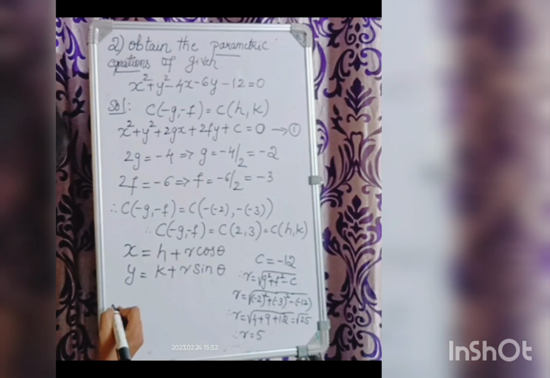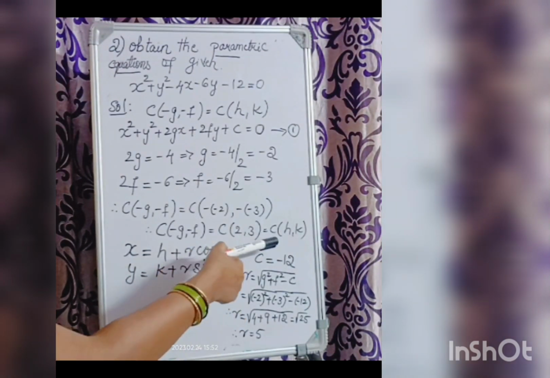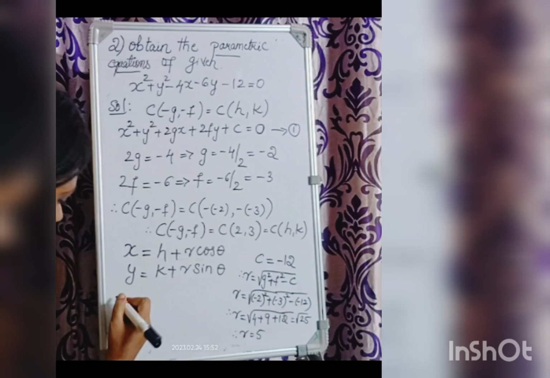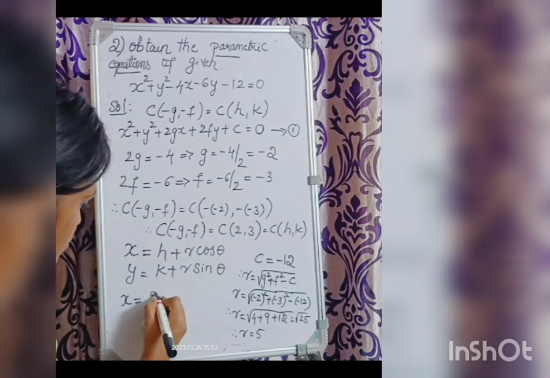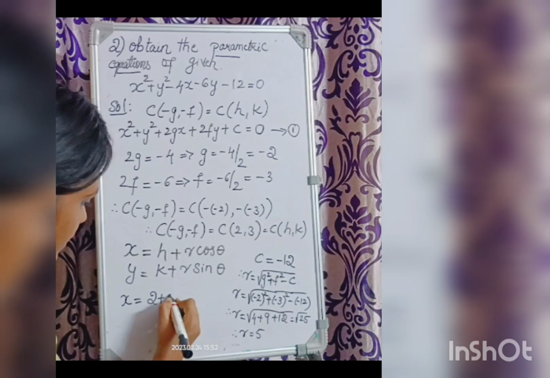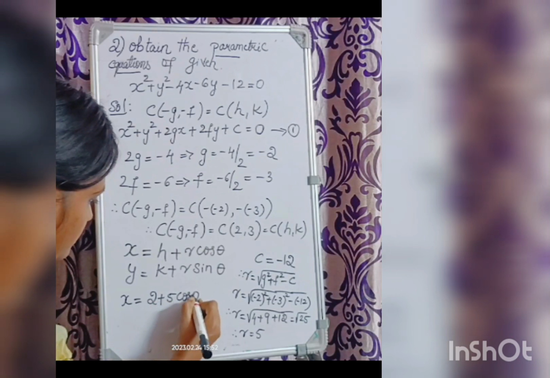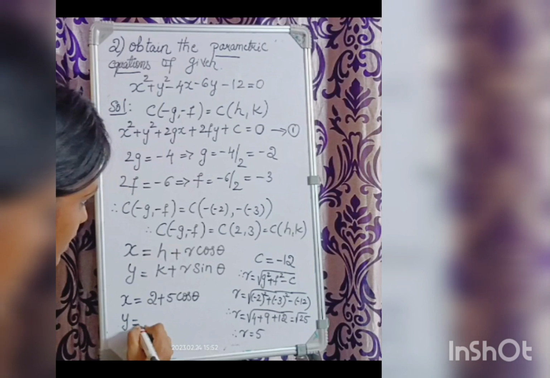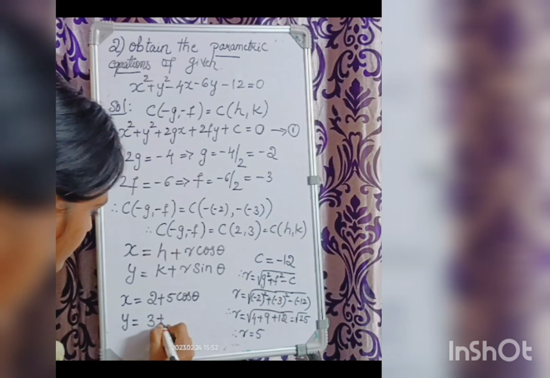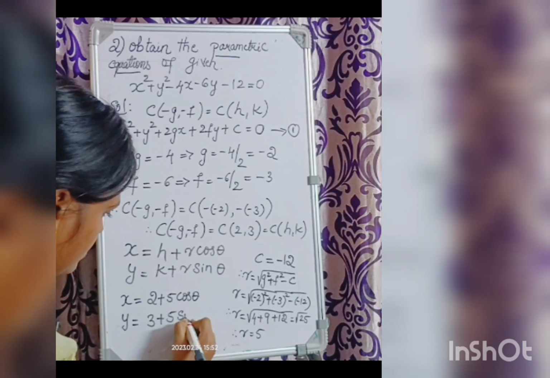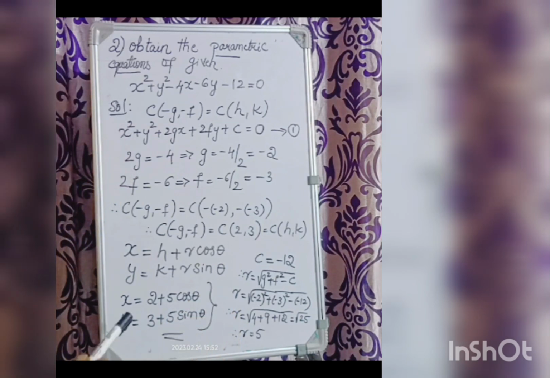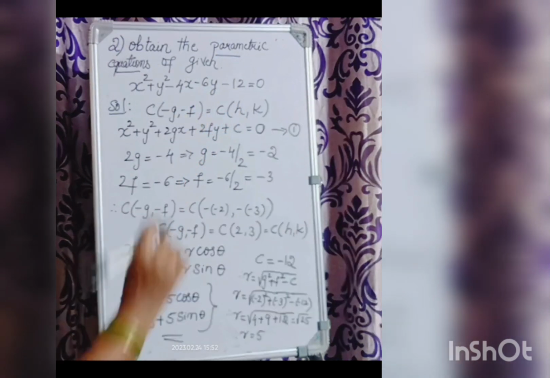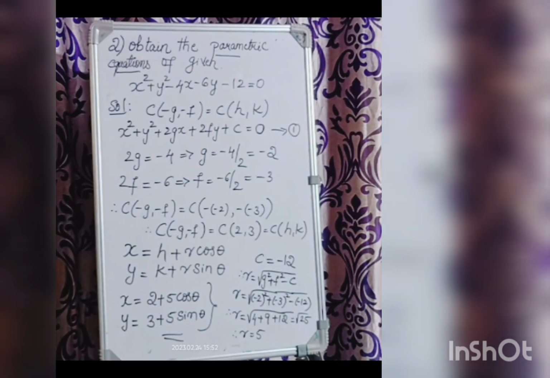Understood? Now, substituting the values of h and r in the given equation, x is equal to h is 2 plus r is 5 cos theta, y is equal to k is 3 plus 5 sin theta. So these are the required parametric equations for the given equation of a circle.